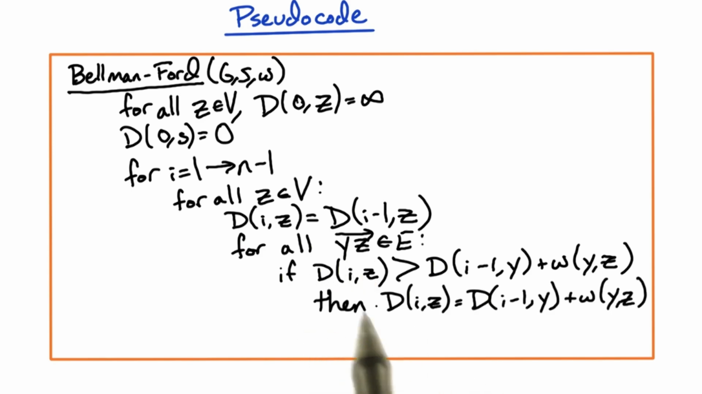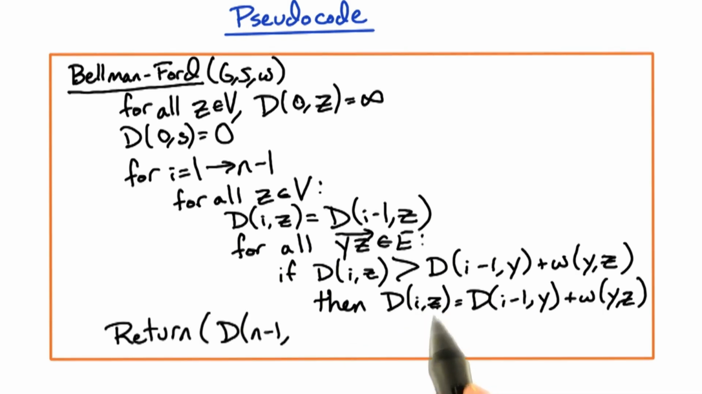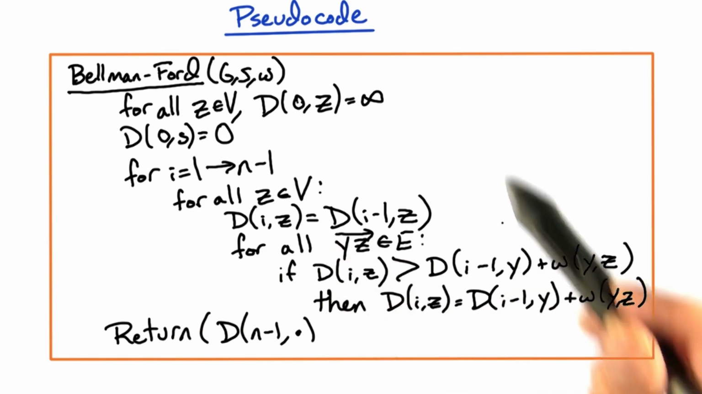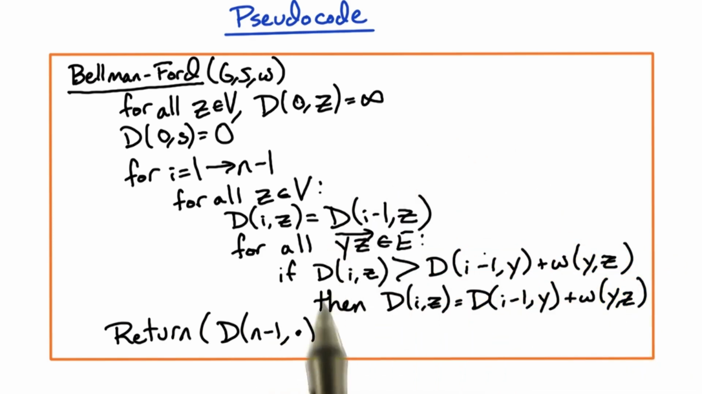Finally, what do we return? We return the case where i equals n minus 1. And we're going to return it for all values of z. I'm going to just put a dot to denote this array of size n. So d of n minus 1 is an array of size n. Or if you think of it as a two-dimensional table, we're returning the last row of the table.